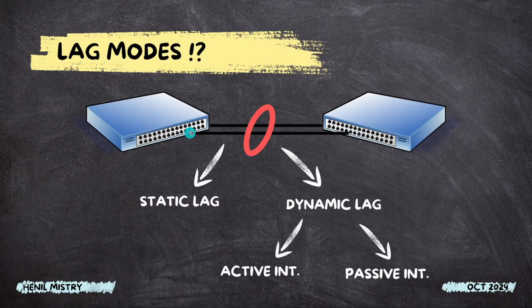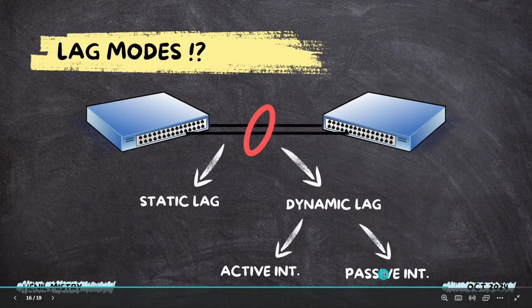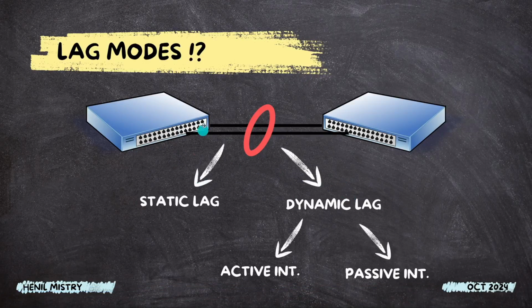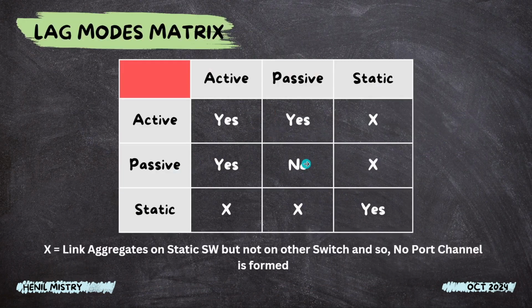So let's say one of the sides is static, then the other side should be static to form a port channel. And if passive is there, then only is it compatible with active, and inside it's a dynamic LAG. So that is the main difference. And we'll also see the matrix. Let me just go to the next slide.